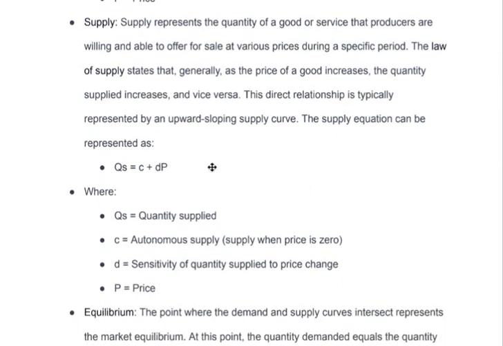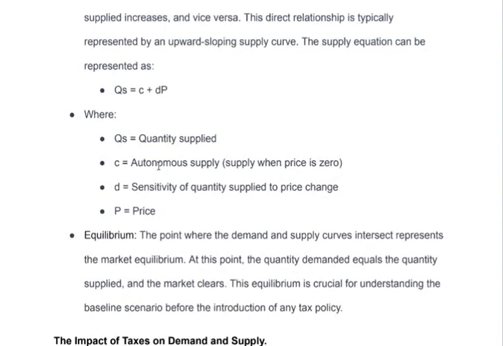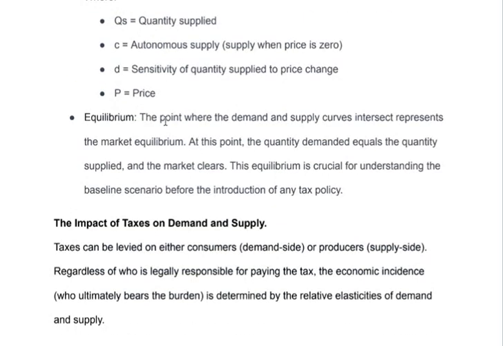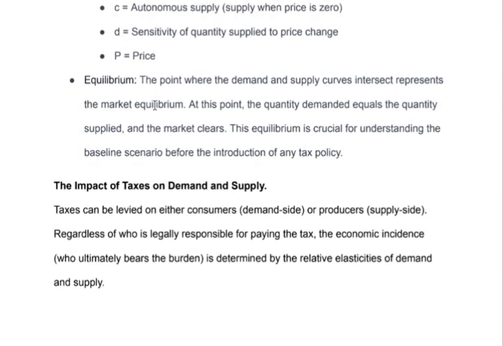The supply equation can be represented as QS equals C plus DP, where QS equals quantity supplied, C equals autonomous supply, D equals sensitivity of quantity supplied to price change, P equals price.